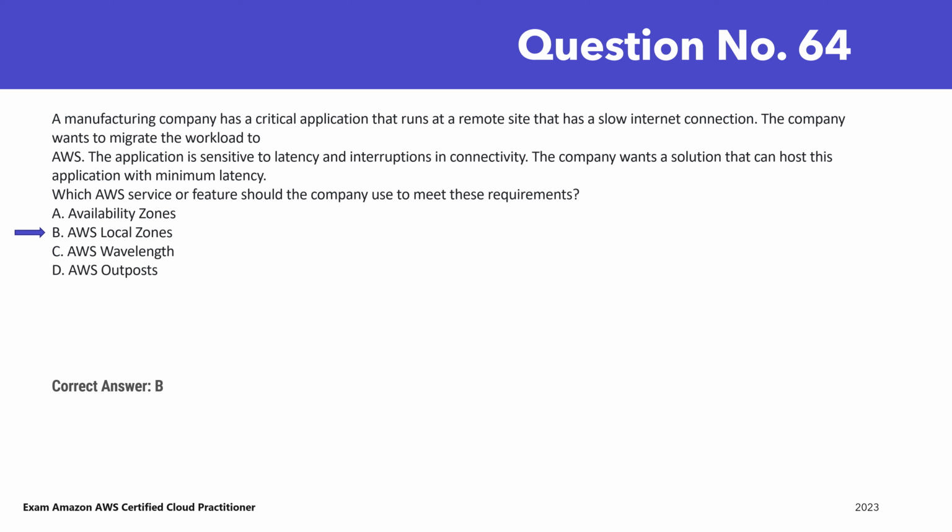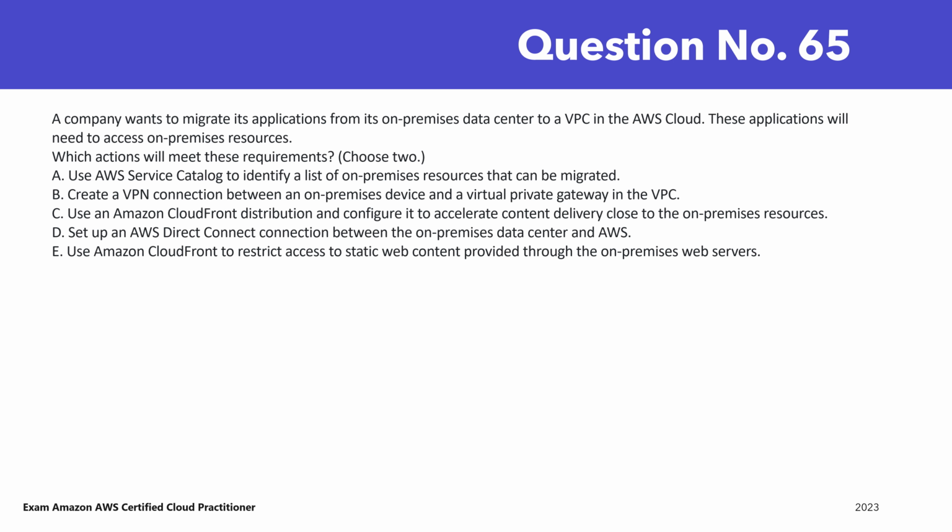Correct answer, B. A company wants to migrate its applications from its on-premises data center to a VPC in the AWS Cloud. These applications will need to access on-premises resources. Which actions will meet these requirements? Choose 2. A. Use AWS Service Catalog to identify a list of on-premises resources that can be migrated. B. Create a VPN connection between an on-premises device and a virtual private gateway in the VPC. C. Use an Amazon CloudFront distribution and configure it to accelerate content delivery close to the on-premises resources. D. Set up an AWS Direct Connect connection between the on-premises data center and AWS.